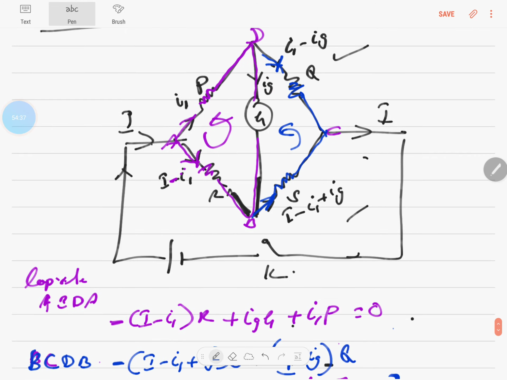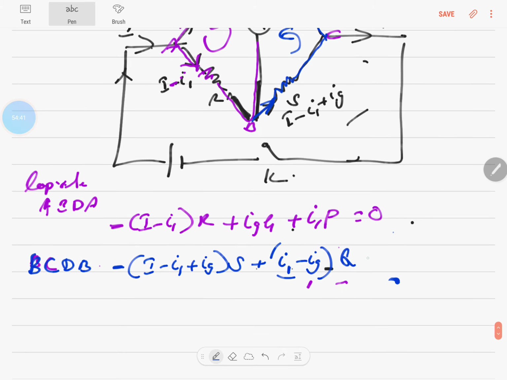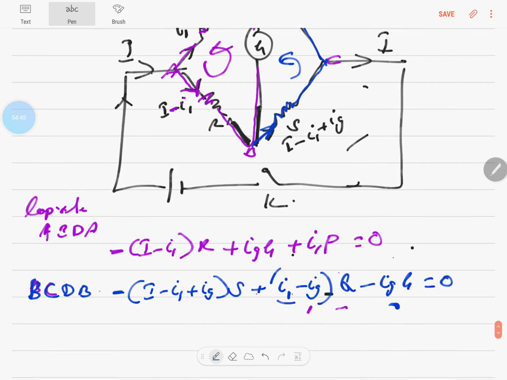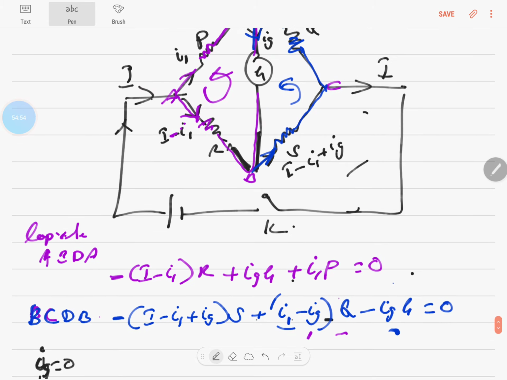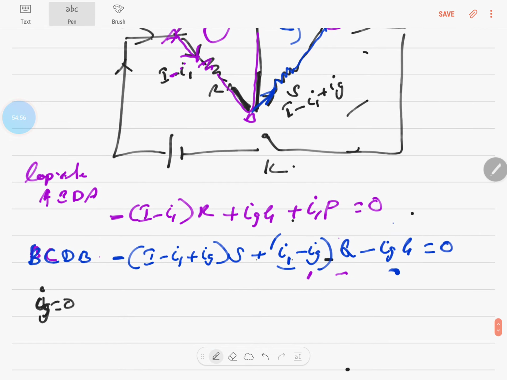So complete. Ig is flowing the same direction, so minus Ig into G will be equal to 0. That's all, it's closed. Now you write these two equations and assume that Ig is equal to 0. The current flowing through the galvanometer is 0. There is no current flowing through the galvanometer. So mark this Ig becomes 0.